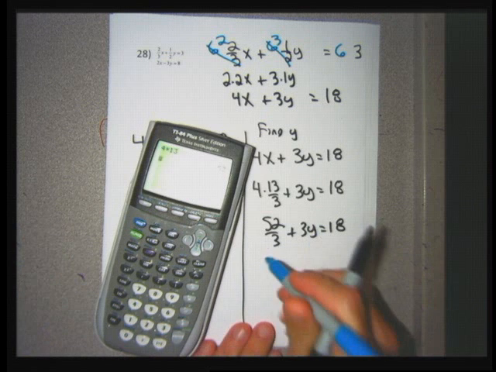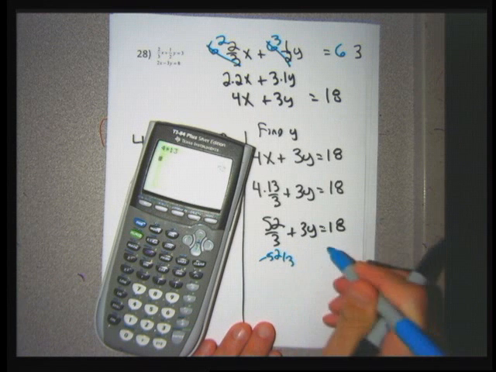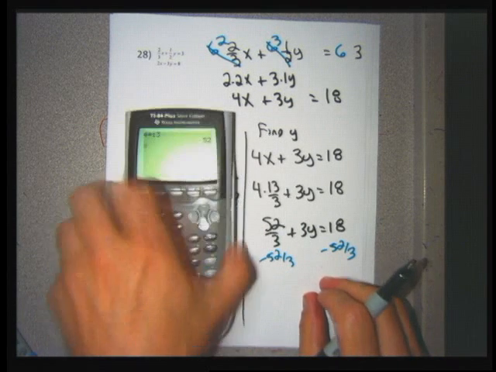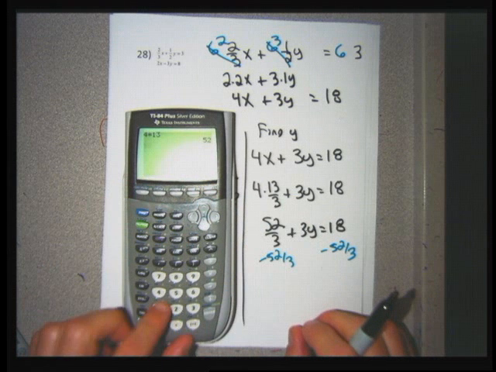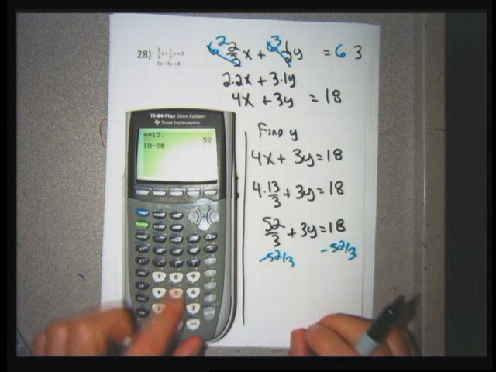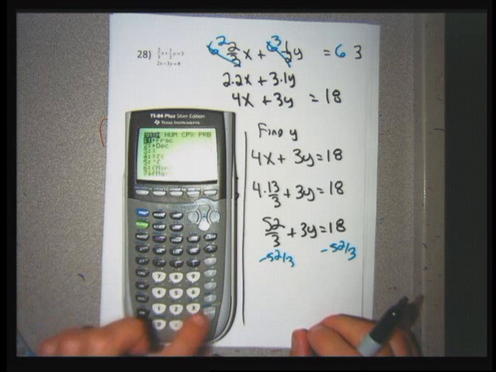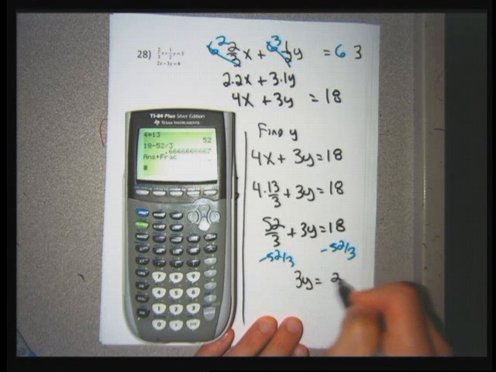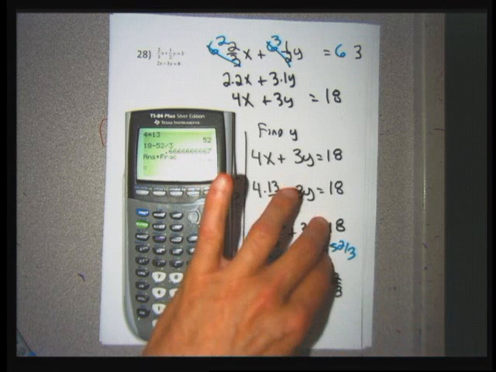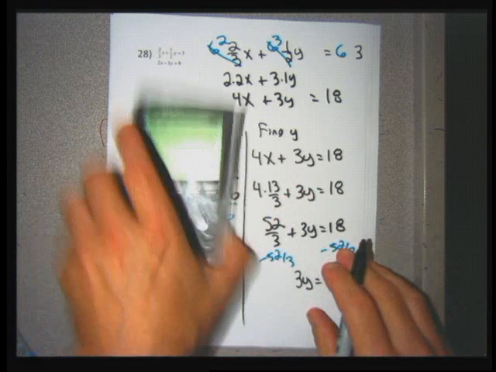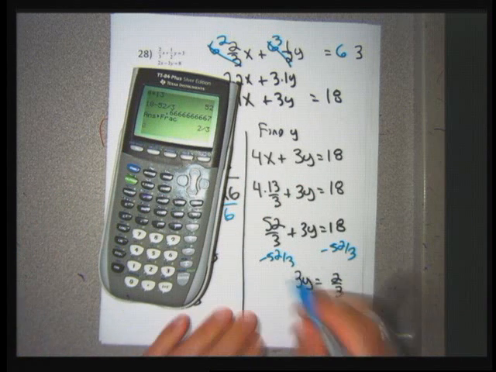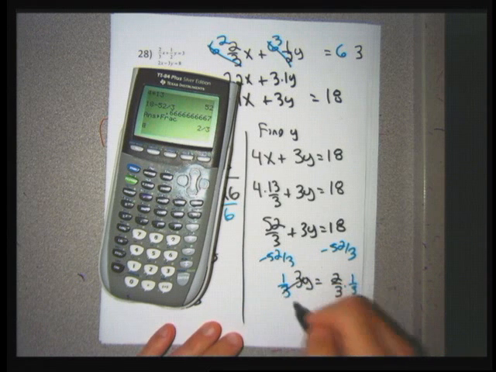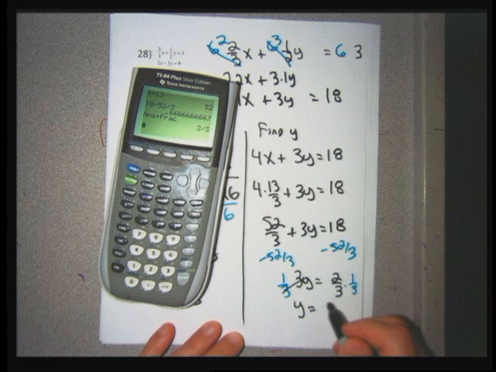I'm going to subtract 52 over 3 from both sides. I'm going to do the left side, 18 minus 52 over 3, on this calculator. I go 18 minus 52 divided by 3, then math, enter, enter. That gives me 2/3. So this gives me 3y equals 2/3. Again, I just did that on my calculator because I didn't want to do that by hand. Now I'm going to multiply both sides by 1/3, which is the same as dividing by 3. On the left side, the 3's cancel and I'm left with y. On the right side, I get 2/9.